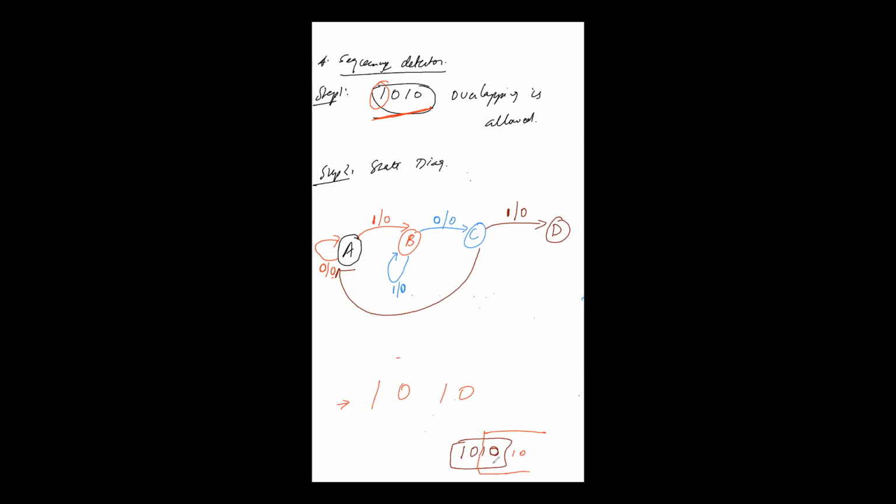So if you are at D and you get 0, where will you move? You will move to state C. If you are at D and you get 0, you will move to state C with output 1. Why are you moving to state C? Because at state C you can see 1 and 0. 1 0 is already there.